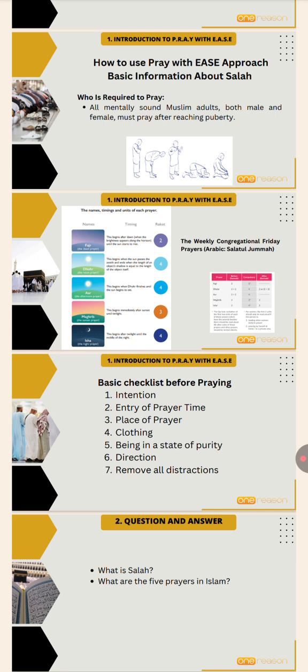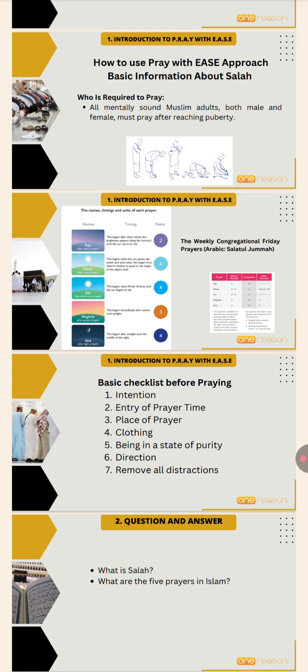So raka. A raka is a unit of prayer that includes specific positions: standing, bowing, and 2 prostrations. Prayer structure: prayers consist of a set number of rakas. Sitting position: after 2 rakas, there is a sitting position before the 3rd raka. So the names, timings, and units of each prayer.